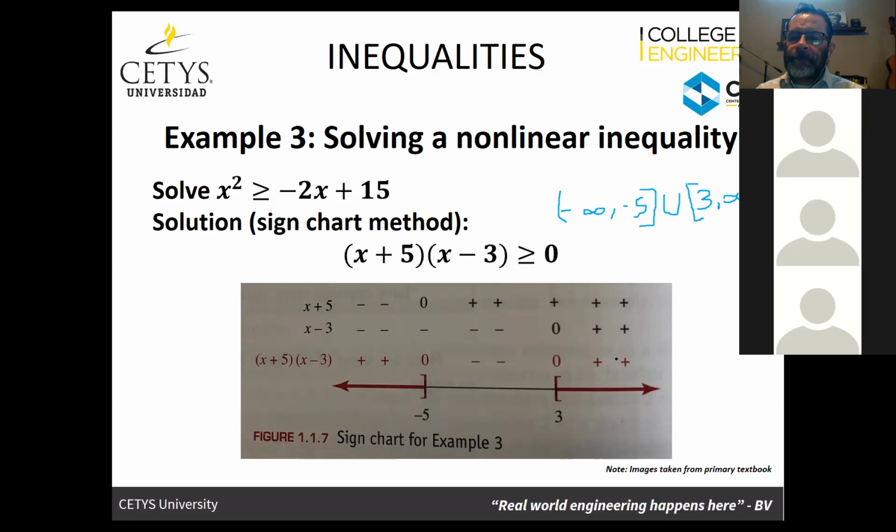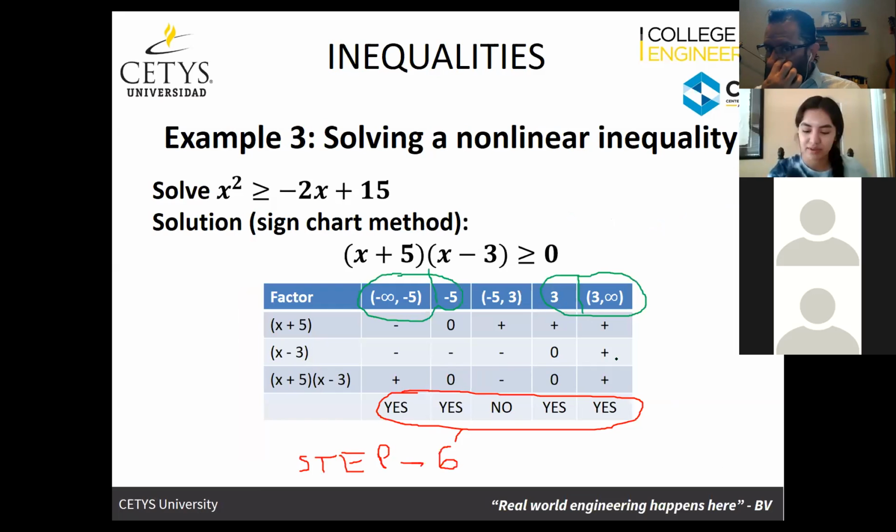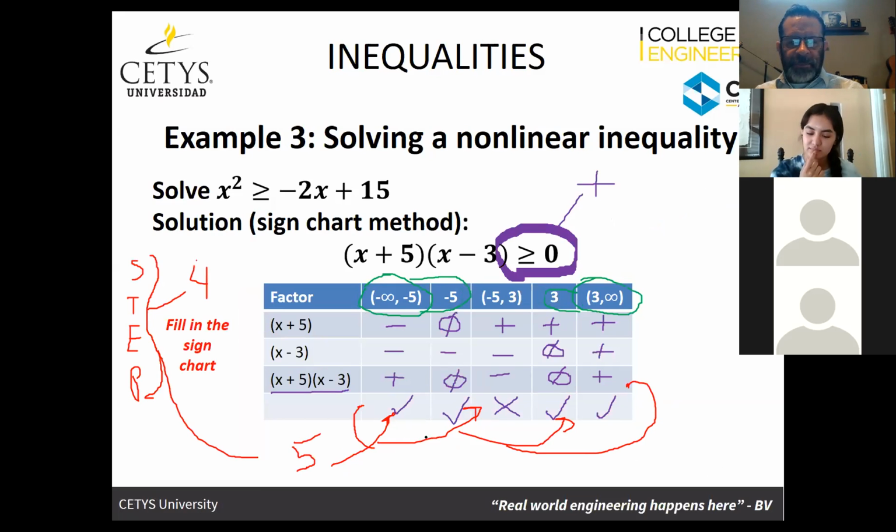Why is it yes and no? Because I don't really get that. Did you understand this part that we did here? Yes. It's meaning that we're looking at the intervals and saying from minus infinite to minus 5.